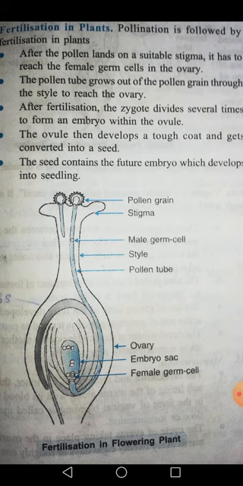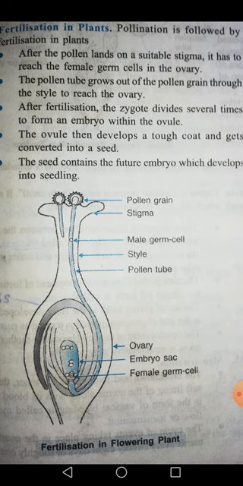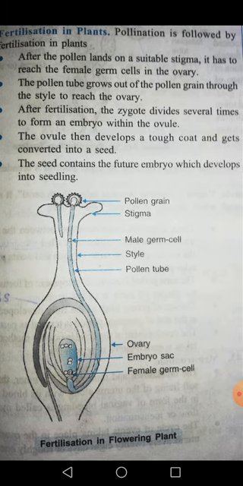Here you are observing that a tube arises from the pollen, and it passes through the style to the ovary. It is reaching the ovary region through the style. At the base of the ovary, you are observing an embryo sac, and this embryo sac contains the female gamete. Is it clear? Now I am telling you why it is called double fertilization.